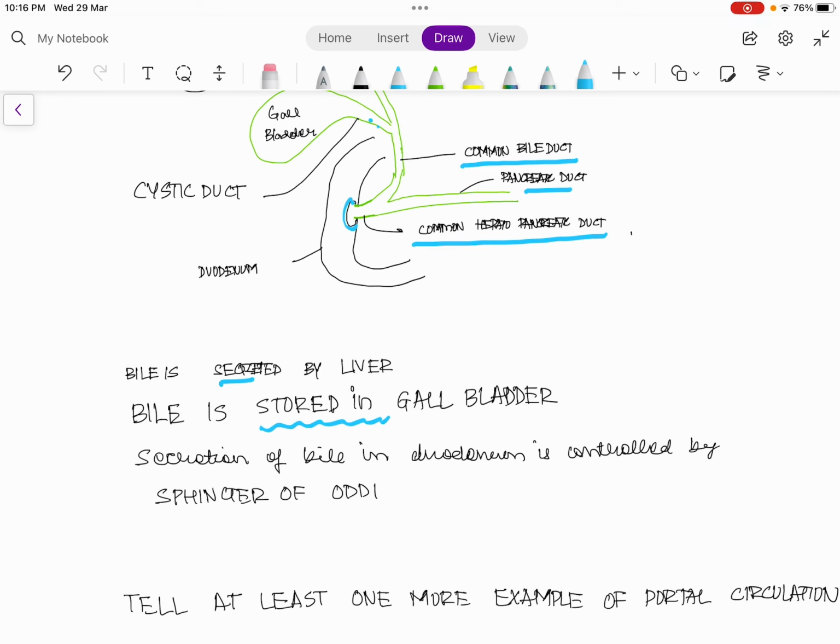Gallbladder does not secrete bile. Gallbladder just stores bile. Secretion of bile is controlled by sphincter of Oddi. I already told. This is all for today.